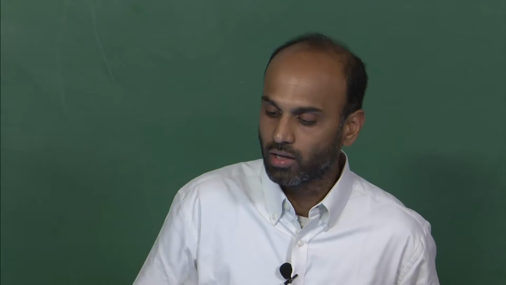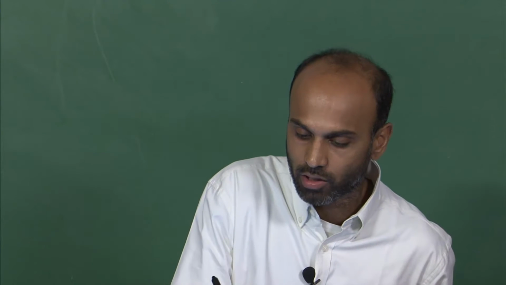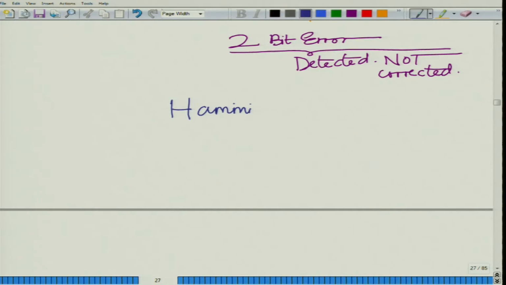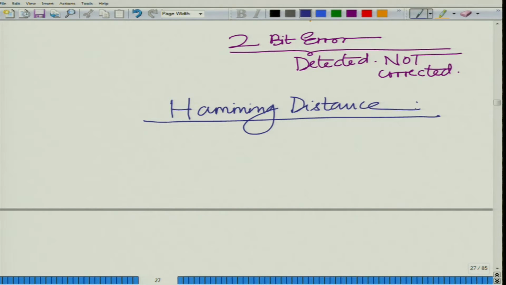But the important point to keep in mind is that every code has a bit detection capability and a bit correction capability. Another way to characterize this is by what is known as the Hamming distance. The Hamming distance is simply the number of dissimilar bits.